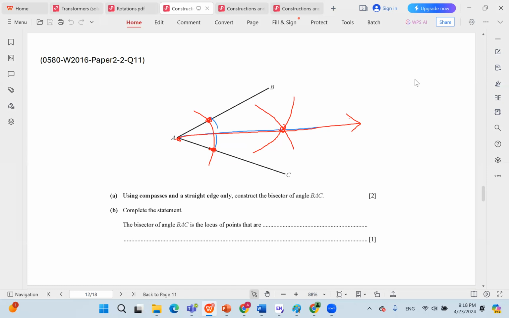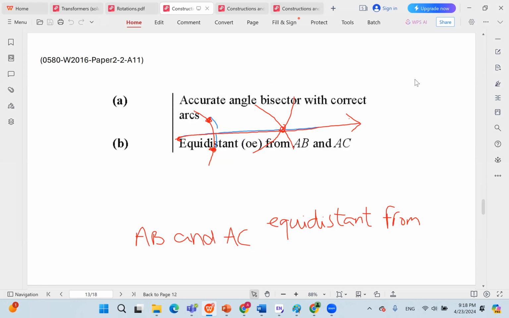Complete the statement. The bisector of angle BAC is the locus of points that are equidistant, or at an equal distance, from AB and AC, the two sides of the angle. So equidistant from AB and AC is correct, and the accurate angle bisector was drawn as shown before.